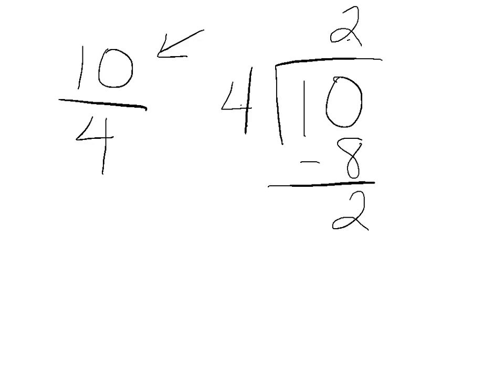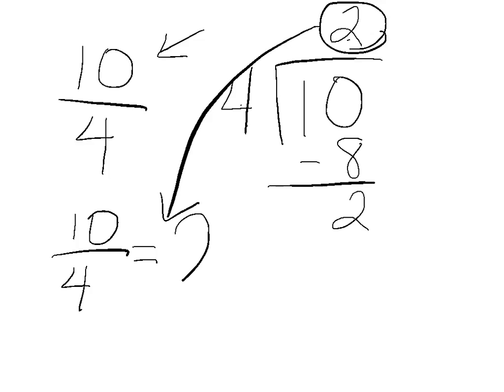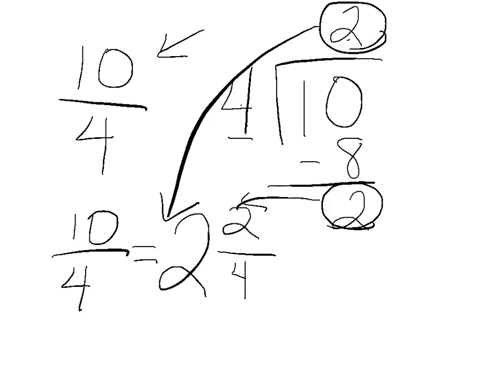Now, here's where it gets tricky. This 2 right here becomes my whole number. I'm going to rewrite 10/4. This 2 up here becomes my whole number. This 2 here is going to become my numerator, and the 4 stays as the denominator. So this is 2 2/4.